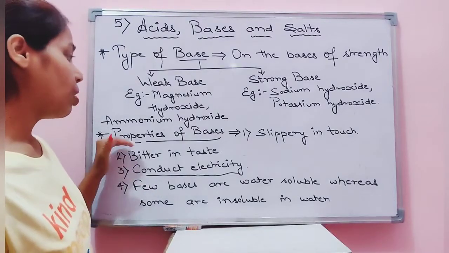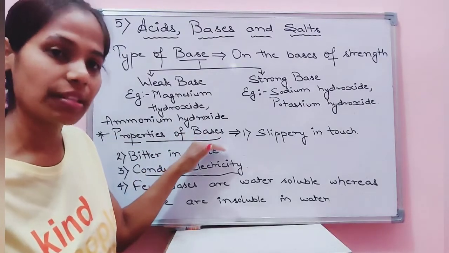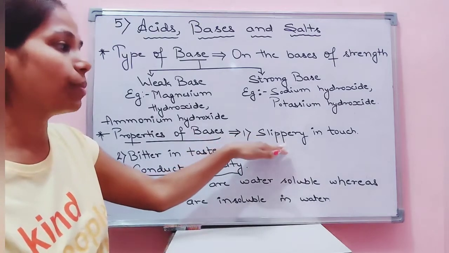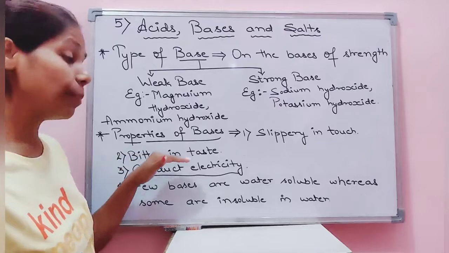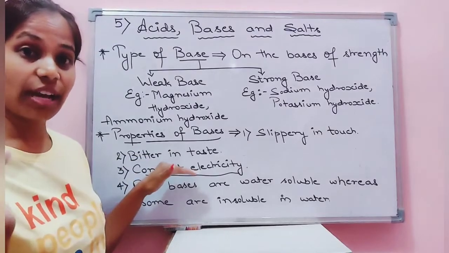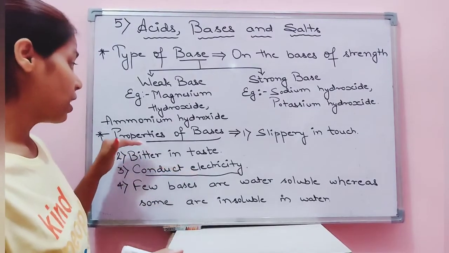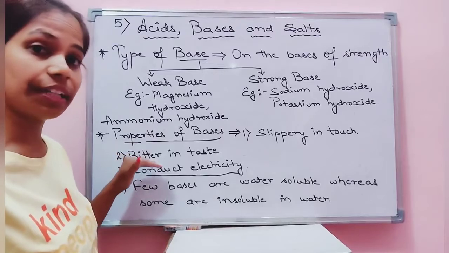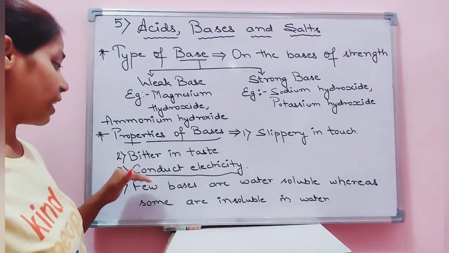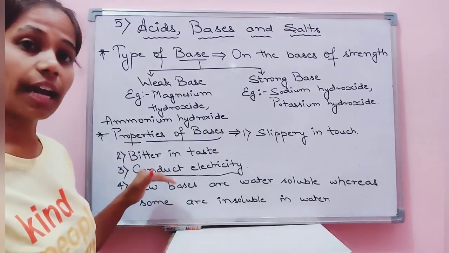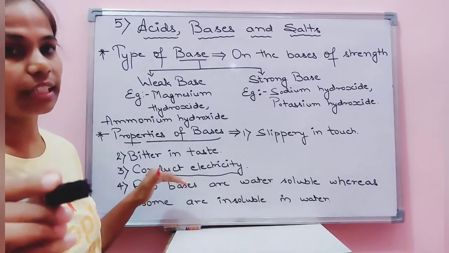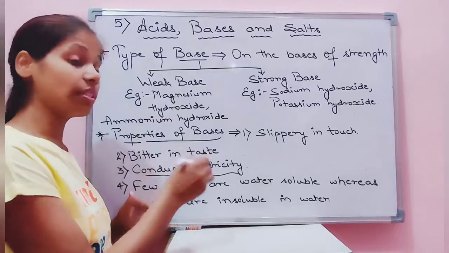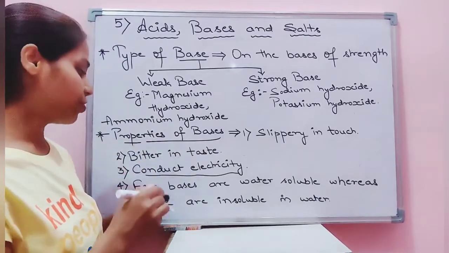Next we have the properties of bases. What are the properties? They are slippery to touch. They are bitter in taste. Acids are sour in taste whereas bases are bitter in taste. Next, they can conduct electricity. Acids can also conduct electricity and bases can also conduct electricity.